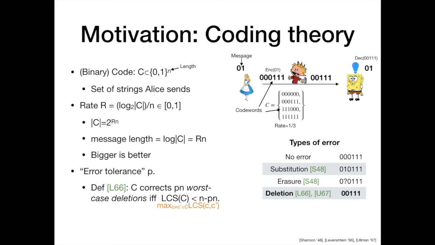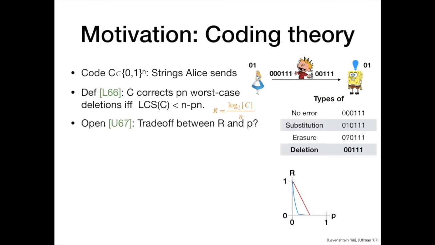So now we want codes with large rate. We also want to tolerate more errors, and so the natural question is, what's the optimal R versus P trade-off? And this is a question that appears all over coding theory for pretty much any error model, and we're studying it here for worst case deletion. So it's this basic question for a basic model. So this trade-off is in fact open. It was originally studied by Ullman in the 60s.